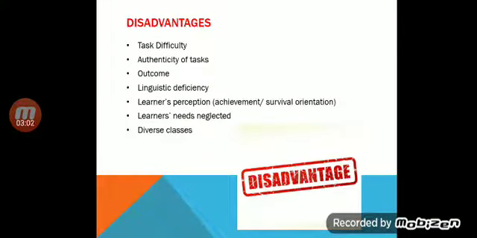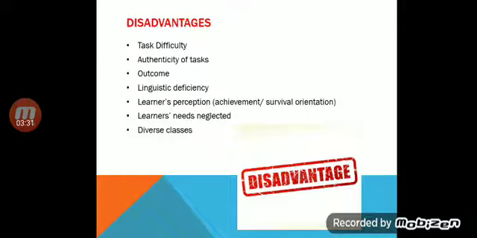Some disadvantages of this approach are linguistic deficiency. Learners who are beginners with no linguistic resources find it very difficult to take part in a task. Learner's perception. If the learner perceives that a task is related closely to his or her needs, they tend to adopt an achievement orientation. On the other hand, if they do not perceive the relevance of the task, they adopt survival orientation.